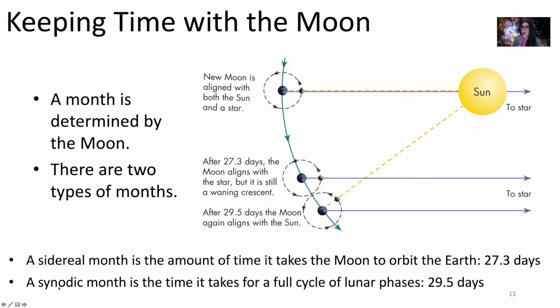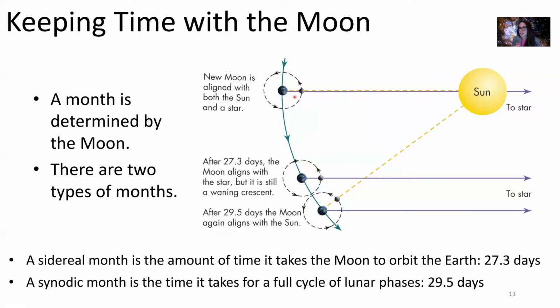And a synodic month is the time it takes for a full cycle of lunar phases. And for the moon to get through its full cycle from new moon to new moon again, or full moon to full moon again, it takes the moon 29.5 days to do that. So why are the two a little bit different? Well, again, it's all because our moon is moving around our Earth, but our Earth is also progressing in its orbit around the sun. And all of those make the synodic month a little bit longer than the actual amount of time it takes for the moon to orbit our Earth once.